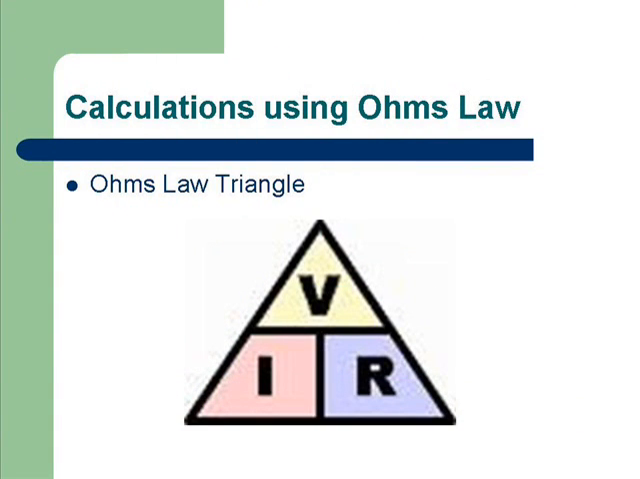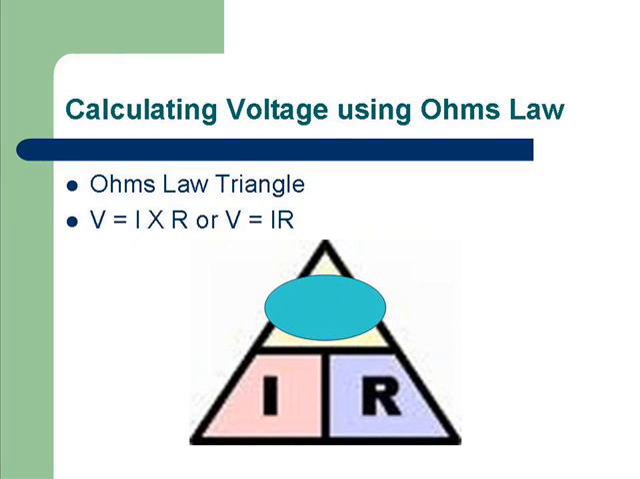The best way to calculate electrical quantities using Ohm's law is to use the Ohm's law triangle. In the next short section I'm going to show you how we can calculate voltage, current and resistance using this method. To work out the electrical quantities, you simply cover the quantity you're after. In this case you'll notice the blue oval I've covered V, and the rest of the triangle tells me that to calculate V it's simply I times R.